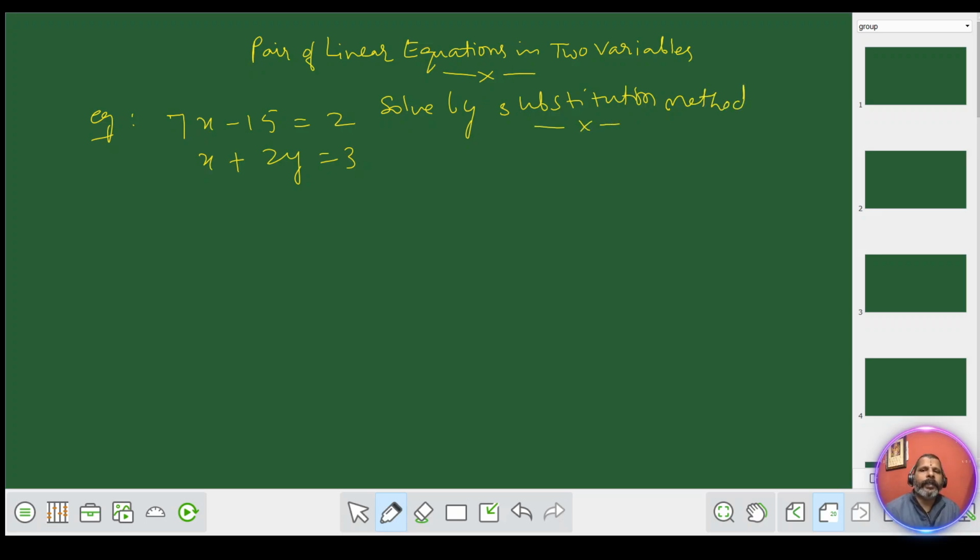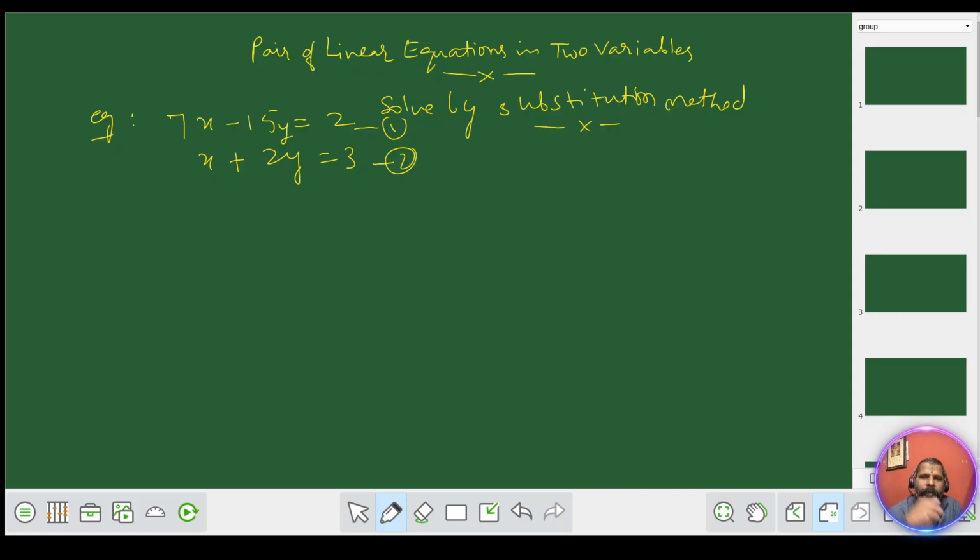We will see the example here. How do you solve? There are two methods I told, substitution and elimination. We'll see exclusively the substitution method in this class. Let's call these two equations 1 and 2. 7x minus 15y, sorry, I missed the variable here. Since there are two variables, we cannot solve as it is.